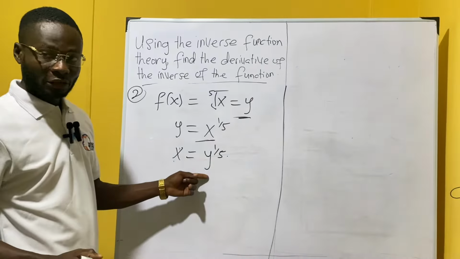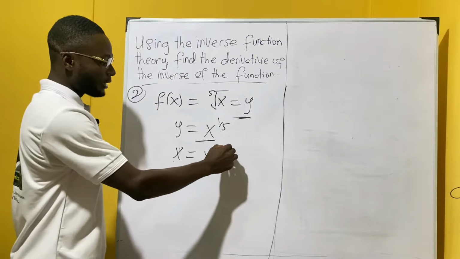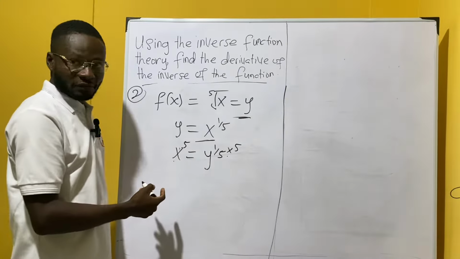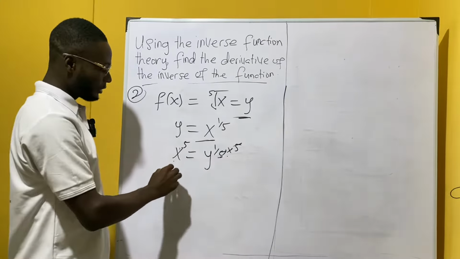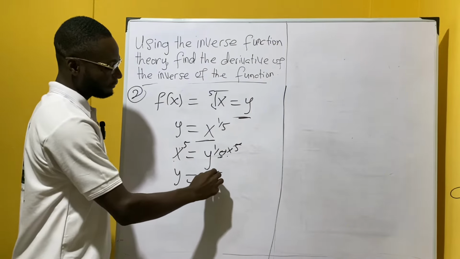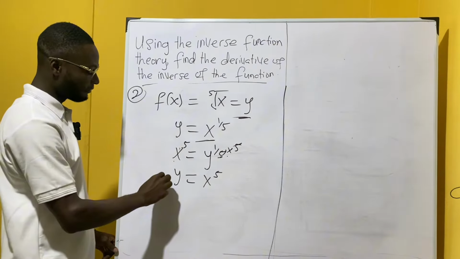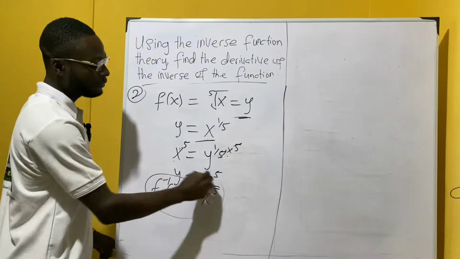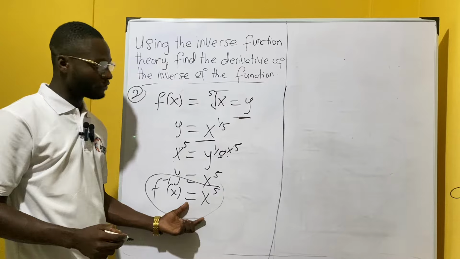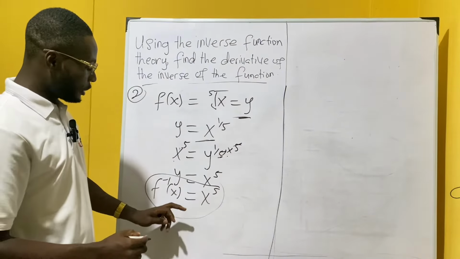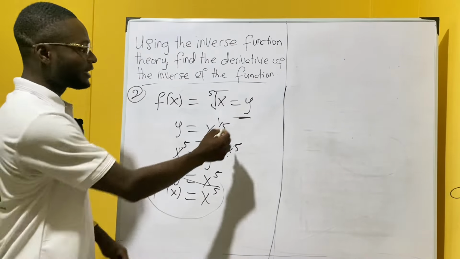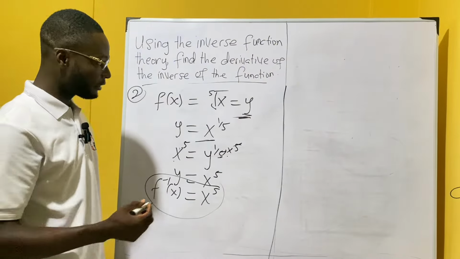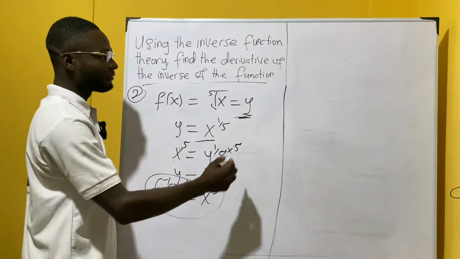And we need y. So what we do, we multiply both sides by what? Take the exponent of 5, and this takes off this, and we have y equals x to the power 5, right? So this becomes the inverse of the function, which is x to the power 5, right? So when you have the inverse of the function, then maintain it, find the derivative of the actual function or the original function given.